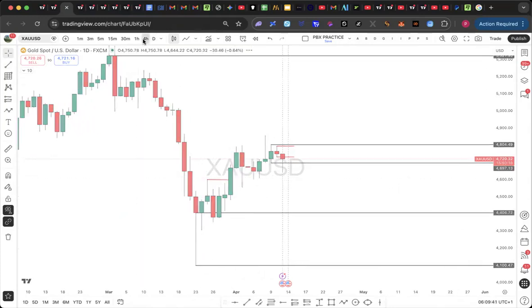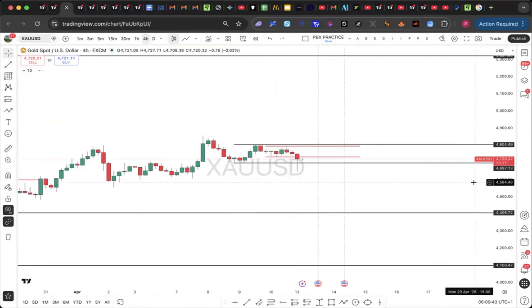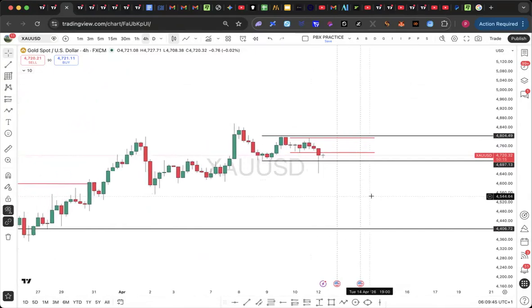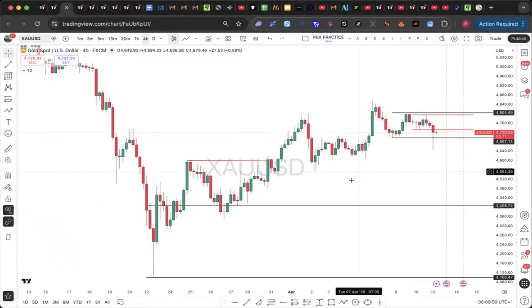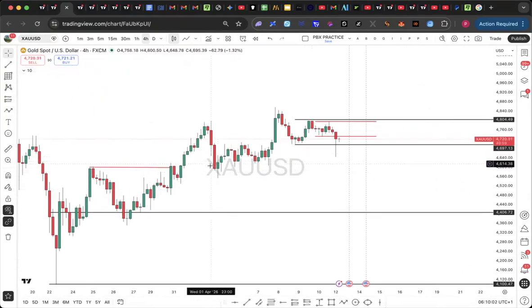So let's go to 4 hours very quickly. In 4 hours, we have the structure well defined, okay? So this is a low, this is a high, and this is a low, this is a high, this is a low, then this is a high, this is a low. So now let's quickly look at it. This is a recent low, this is a recent high. So that should be my dealing range.